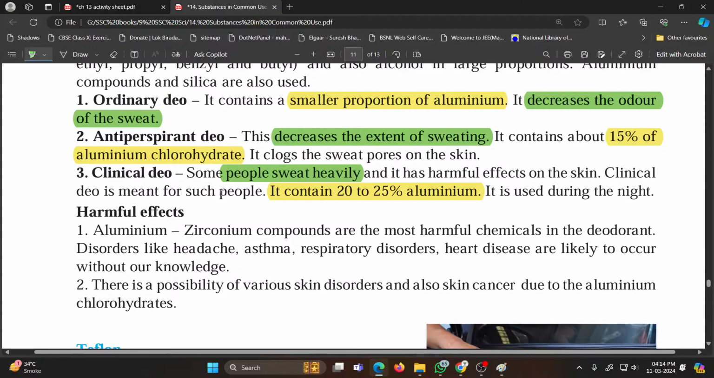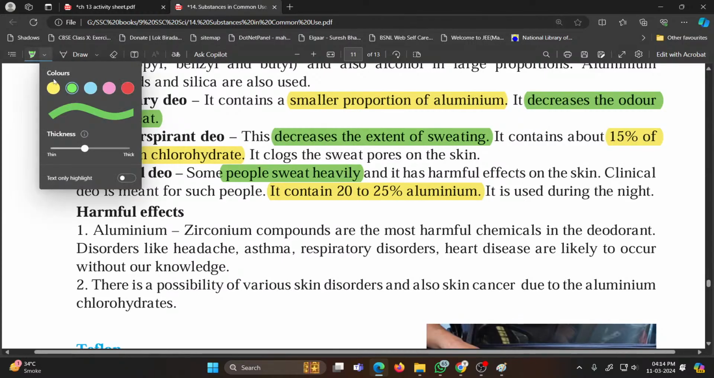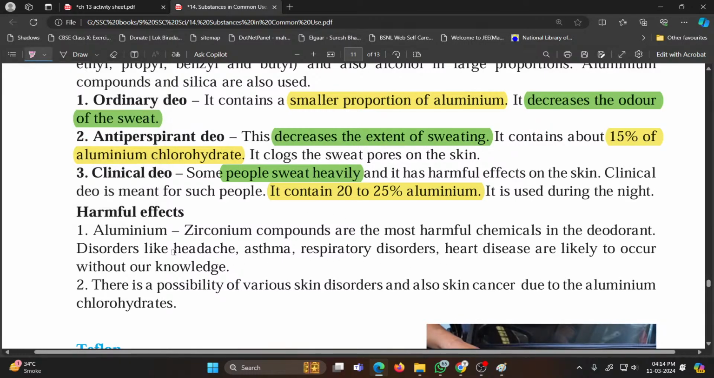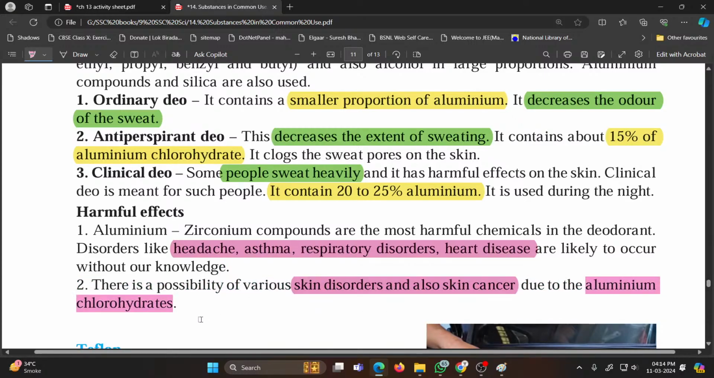Harmful effects of the deo: aluminium zirconium compounds are most harmful. They can cause headache, asthma, respiratory disorder, heart disease. Then there is possibility of various skin disorders and also skin cancer due to ammonium chlorohydrates.